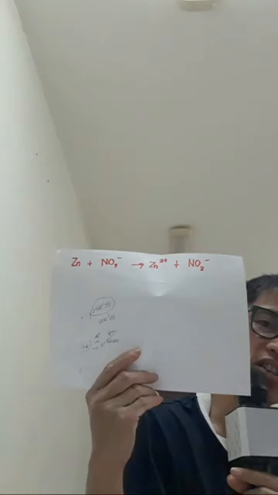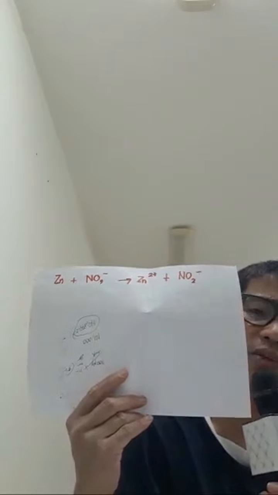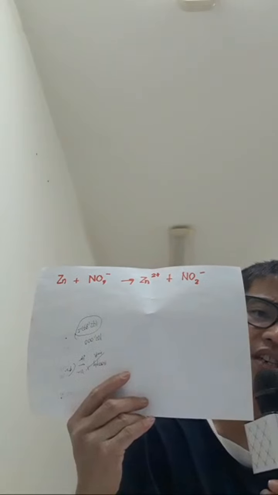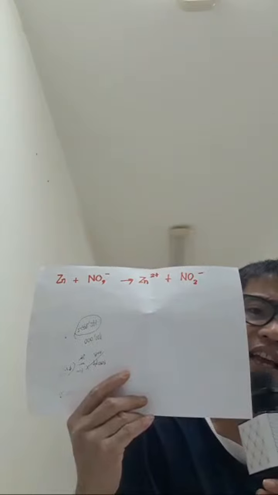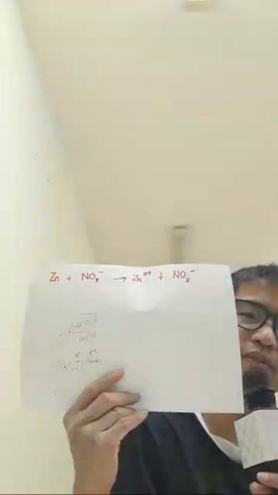Zinc plus nitrate is equal to zinc 2 plus and then NO2. This 2 plus in the zinc is not yet the oxidation state. This is the valence in the outermost shell.